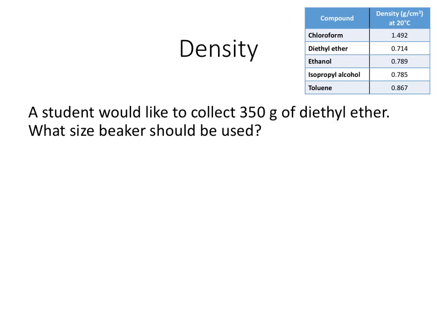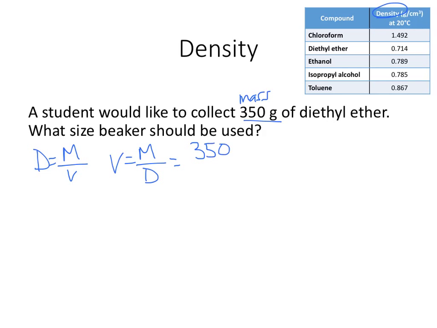Another density problem using the same chart as the problem above. A student would like to collect 350 grams, that's going to be a mass, of diethyl ether. What size beaker should be used? Okay, well I have the density of diethyl ether. So with this formula, density is mass over volume. I have mass and density, which means I'm going to be looking for volume. It's going to be mass divided by density.